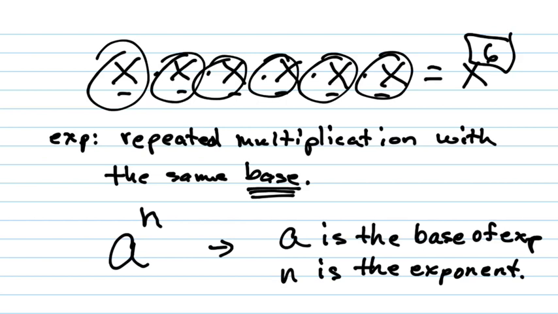So be careful. Lots of students want to do this business. 2 to the third power means 2 times 3. Is that correct? Nope. 2 to the third power means 2 times itself. How many times? 3 times, which is 8. Okay? So be very careful.